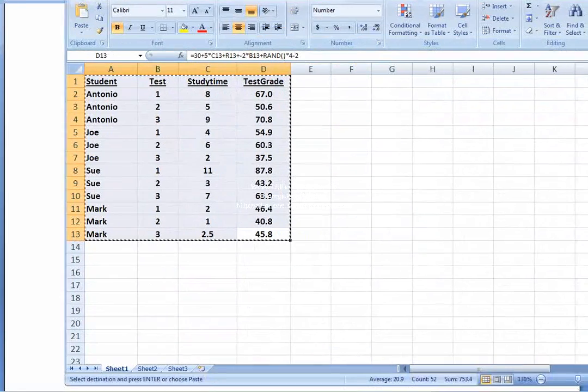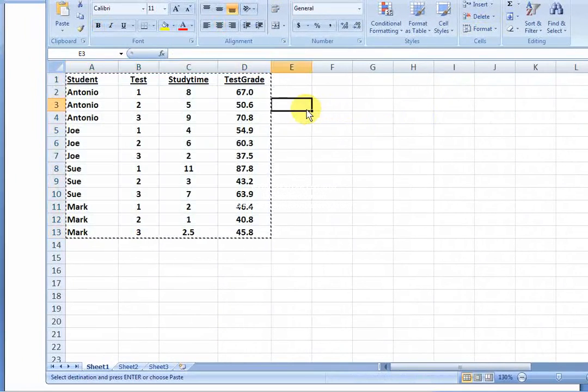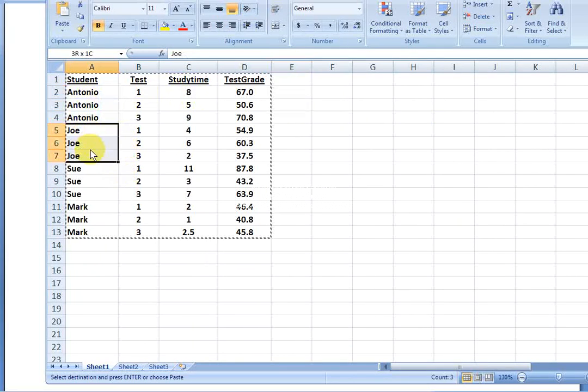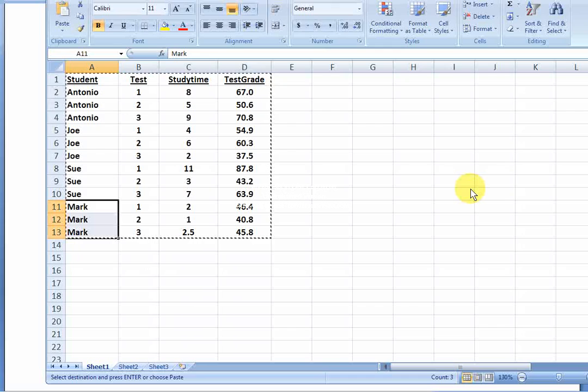A fixed effects model would say that, you know, of course study time affects test grades. However, I bet there's something else that affects test grades. I bet Antonio, Joe, Sue, and Mark are different. They don't all have the same intelligence or preparation or memory skills or previous coursework. And so I bet there's something different about these 4 people, and we should probably control for the fact that there are these differences between people. That's what's called a fixed effects model.